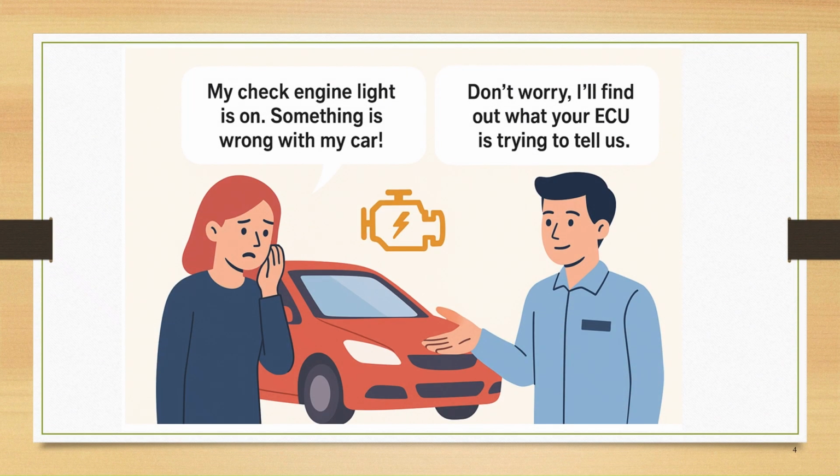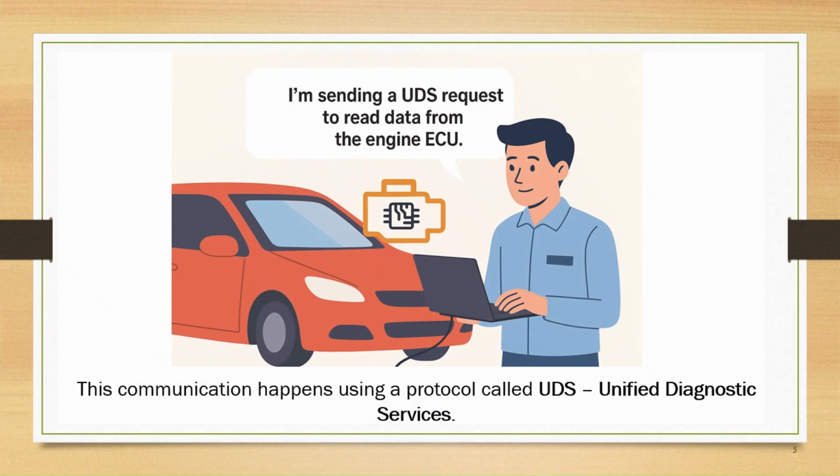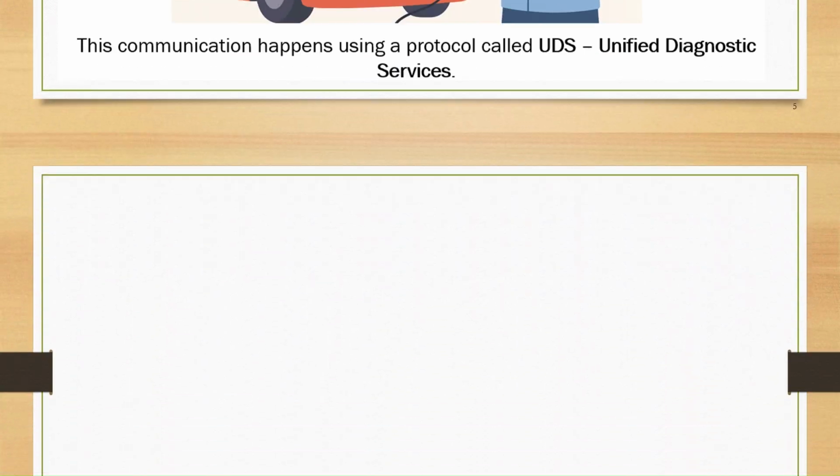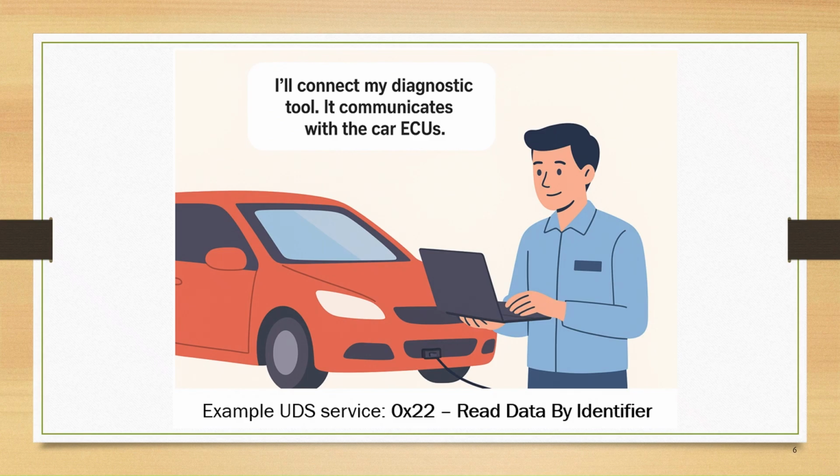Now, imagine you're driving a car and suddenly your check engine light flashes on. You know something is wrong, but the car is speaking a language you don't understand. This is where UDS comes in, acting as the translator that allows a tool to talk to the engine's ECU. The technician plugs in a diagnostic tool which communicates directly with the vehicle's electronic brain, which is the ECU.